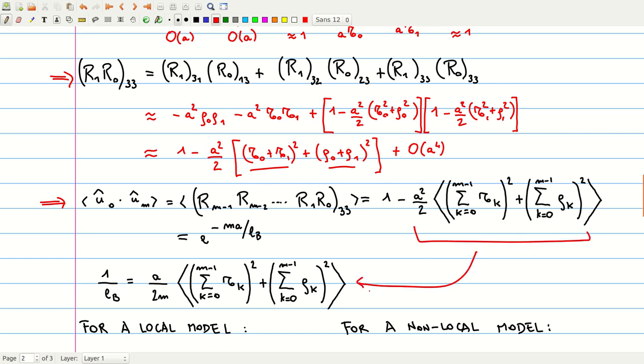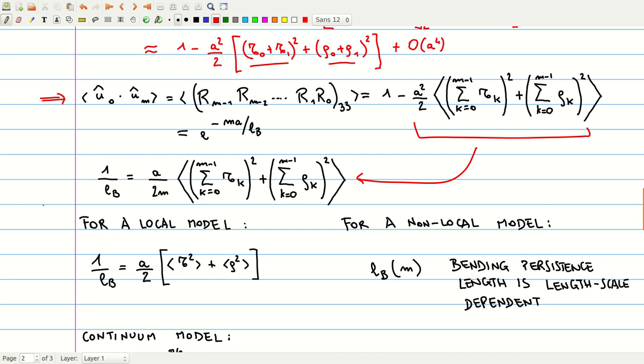In the limit of a local model, the terms at different sides are independent and the cross average vanishes. The sums are just m times one element, and we get a well-known relation for the bending persistence length for a local model. In the non-local case, an m dependence remains, and the bending persistence length becomes length dependent.